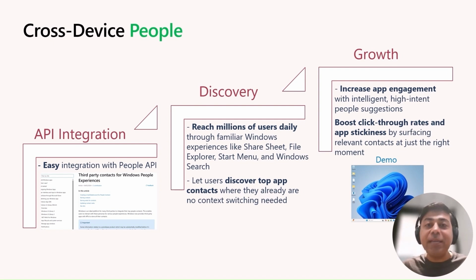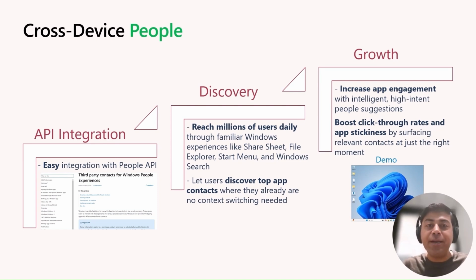This year, we are bringing people experiences even closer to where users already are, starting with familiar surfaces like the Windows Share Sheet and File Explorer. And that's just the beginning. Soon these experiences will expand to other high traffic entry points across Windows, including the Windows search box, start menu, and more. These canvases are already used by millions of users every day, making them a powerful and intuitive way to surface your app's top contacts right when and where they are needed. By meeting users in these everyday moments, we make it effortless for them to reconnect with the people who matter most, all without switching context or breaking the flow.